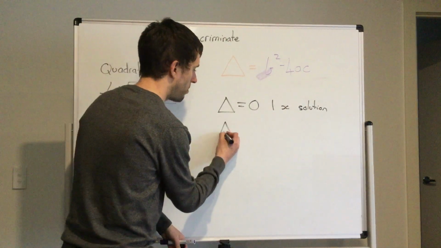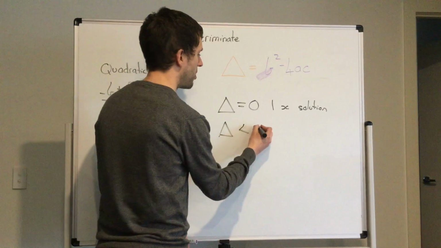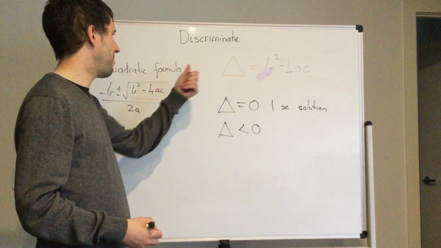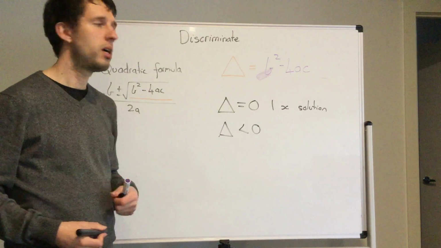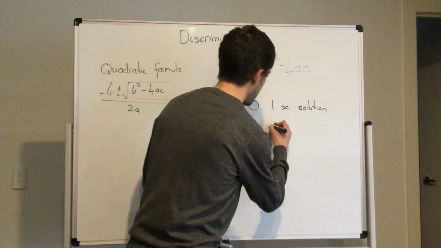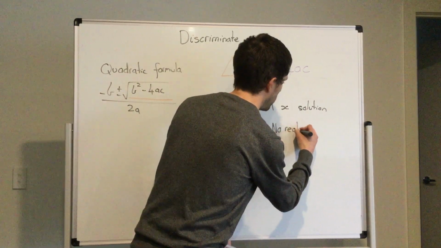I also said just before that if our discriminant is less than 0, it's a negative and we can't find the square root of any number that is negative. And so we're looking at no real solutions.